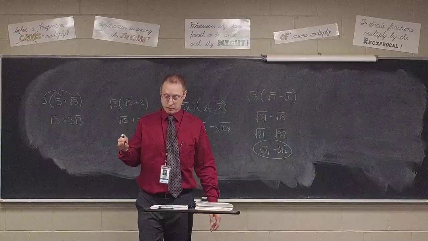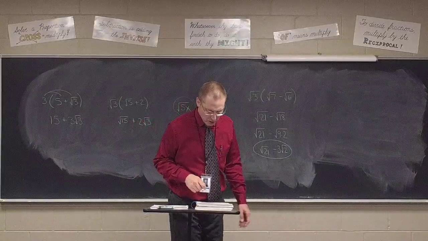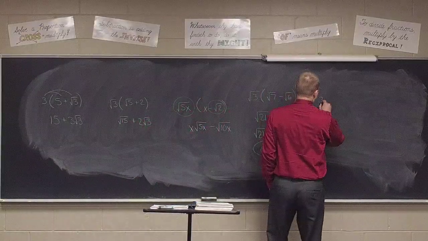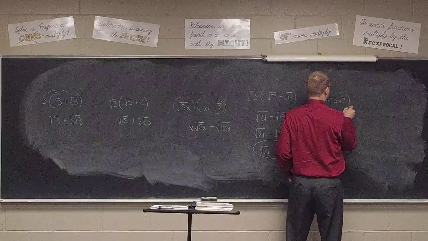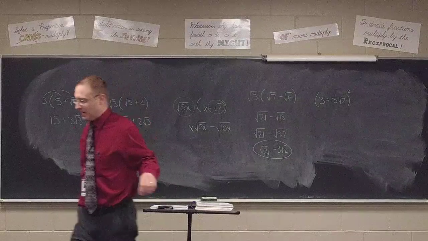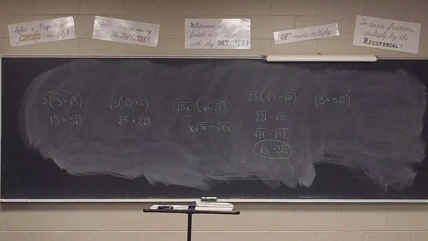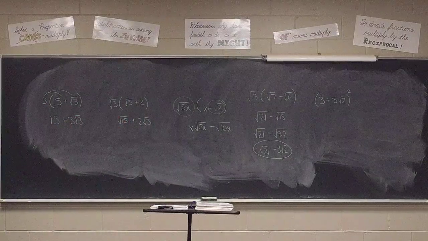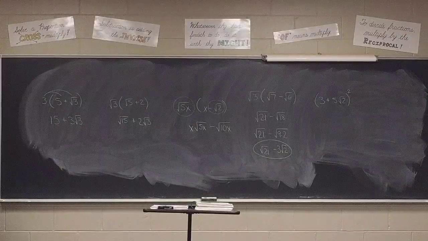Questions on that? All right, take a look at number 33. We have a 3 plus 5 times the square root of 2 quantity squared. Now, it's been a little while since we've squared binomials, but there are 3 steps to squaring a binomial. Bracken, do you remember what they are?